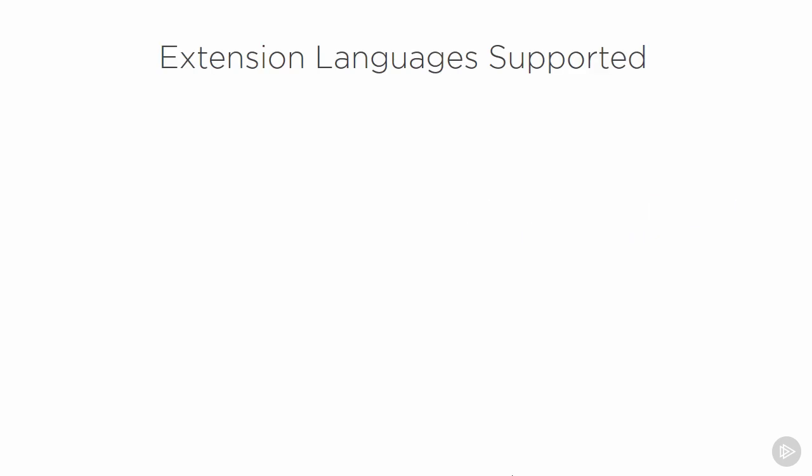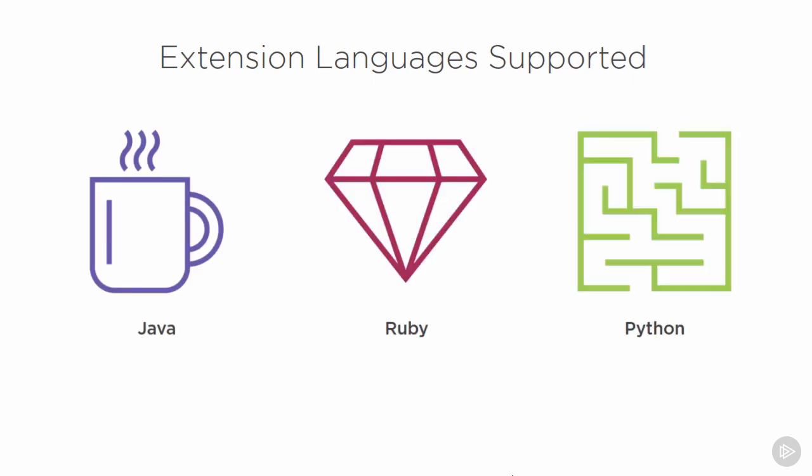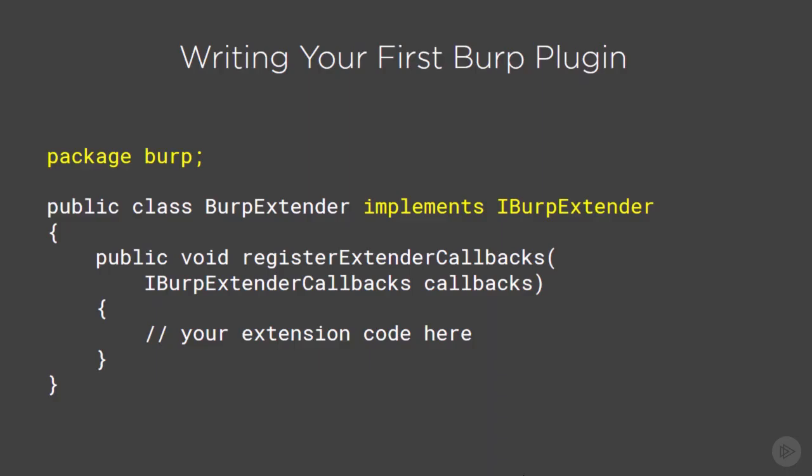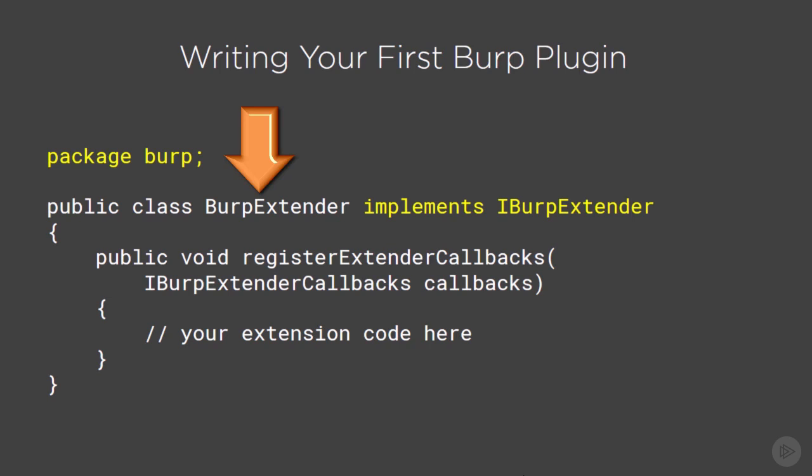First, realize that there are 3 languages that the Burp API supports: Java, Ruby, and Python. In this course, we're going to write our extension in Java. Now, in order to begin, you need to open your favorite Java Integrated Development Environment, or IDE, and create a new class called BurpExtender. This class is going to implement an interface called IBurpExtender. Please place that class inside of a package called burp.